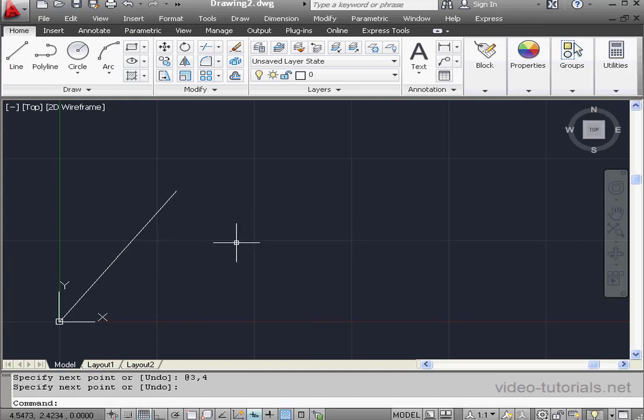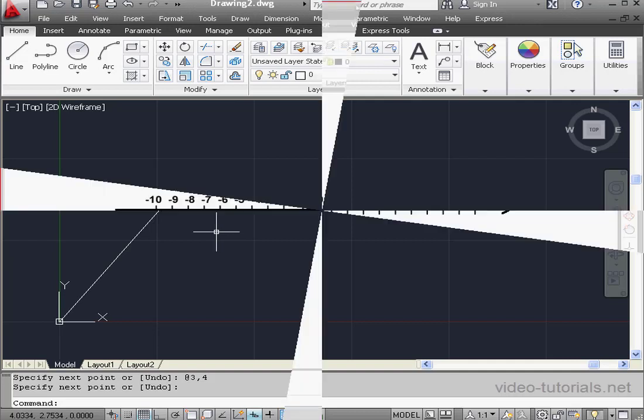From the origin point at coordinates 0, 0, I moved 3 steps in the positive horizontal or x direction and 4 steps in the positive vertical or y direction. We've just created a line using Cartesian coordinates. Let's pull in a diagram.